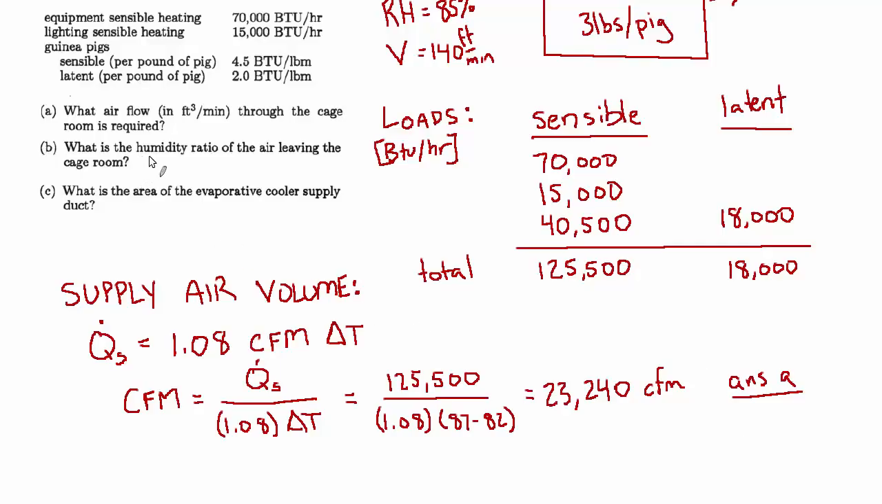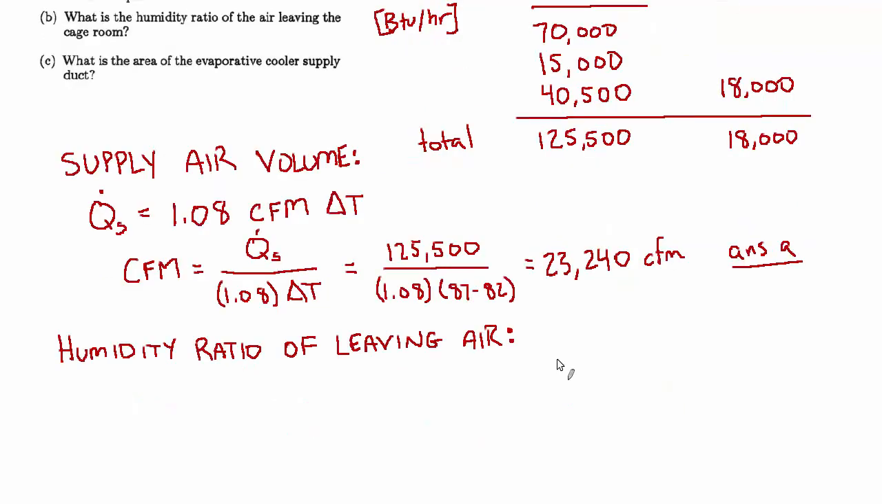Now let's take a look at the next question. What's the humidity ratio of the air leaving the cage room? Well, let's start by thinking about the humidity ratio of the supply air, and then we can figure out how much moisture was added to that based on the latent load.